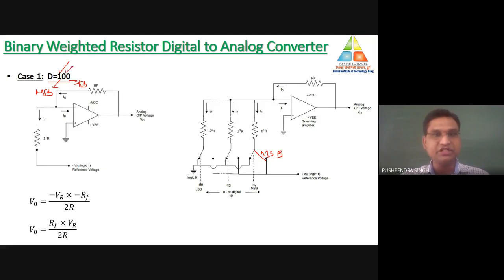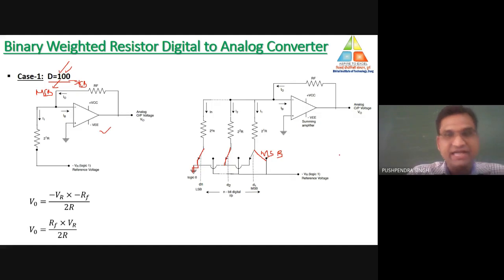Now the second bit is 0. That means it is connected to ground. The third bit is also 0, so it will also be connected to ground. That means the 2 to the power 2 resistance up to the 2 to the power nth resistance, all those resistances are connected to ground. Only the very first resistance, which is connected to the MSB bit, is connected to the reference voltage source. So 2R resistance is connected to minus VR.